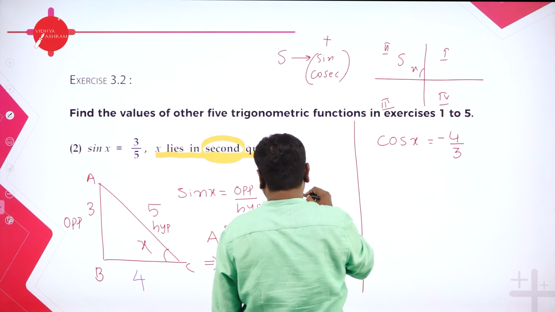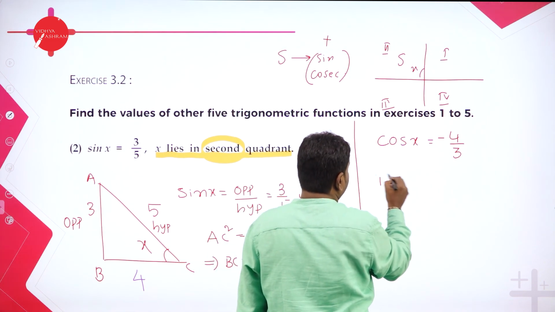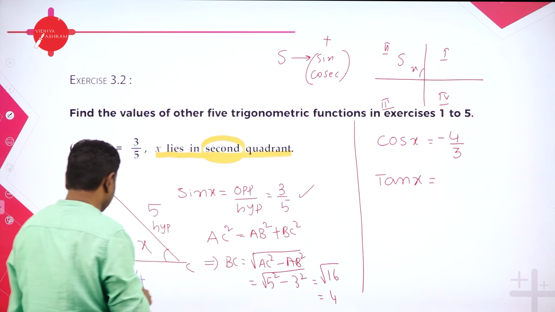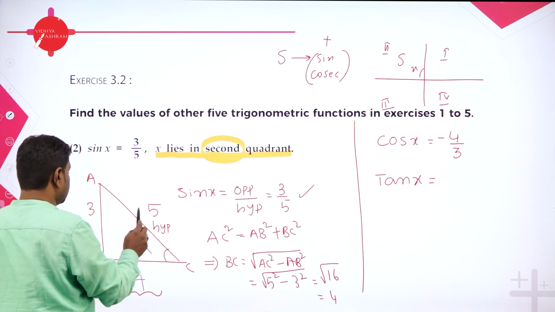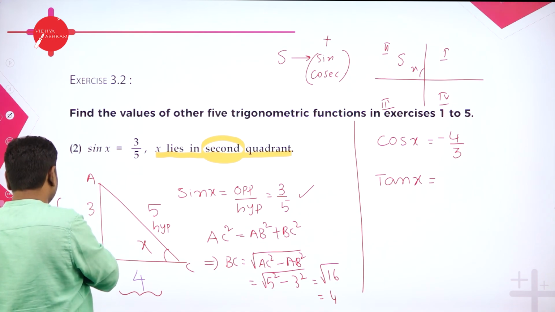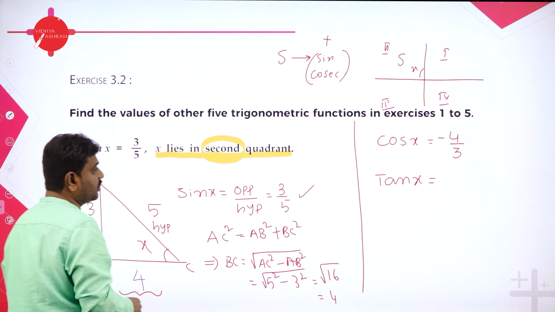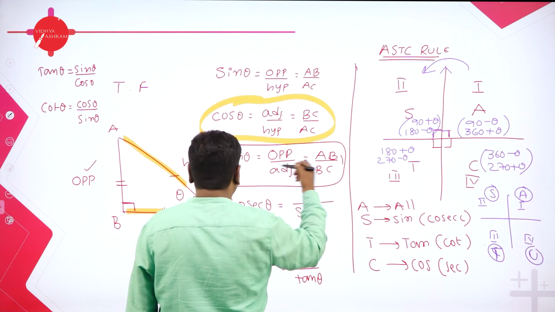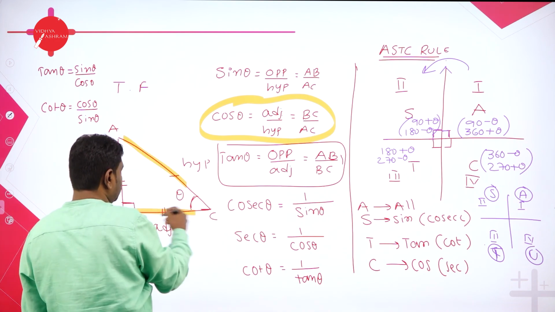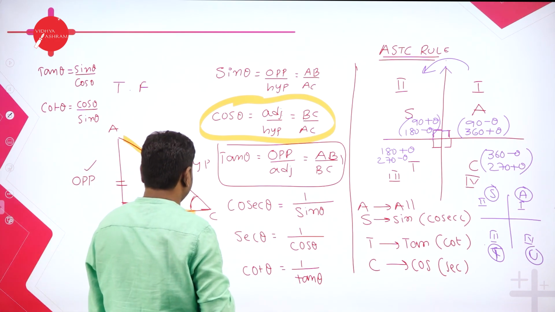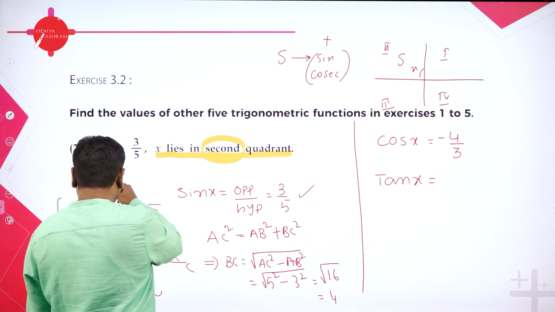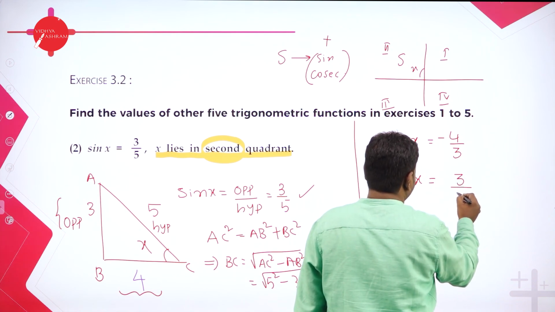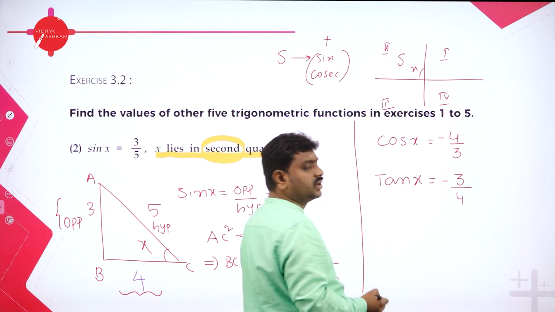After sine they have given, cos we got, then tan. Tan is, from the triangle, opposite by adjacent, AB by BC. Opposite is 3, adjacent is 4, so it is 3 by 4. And negative again, I'll put a minus sign.